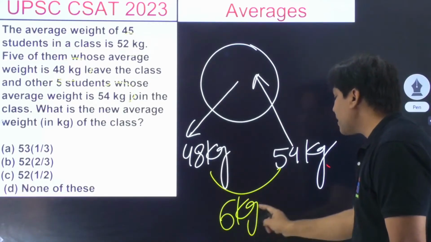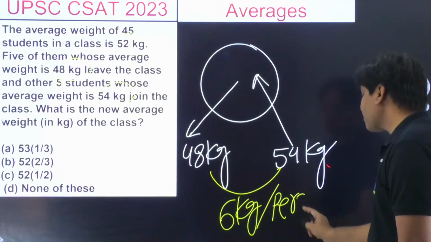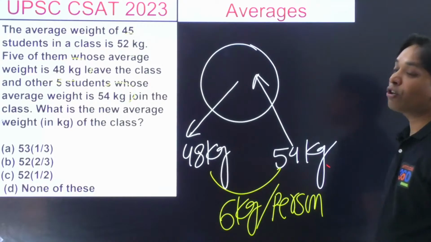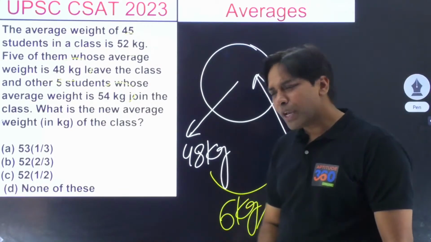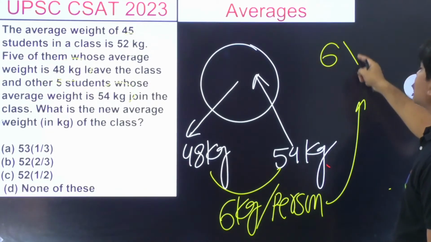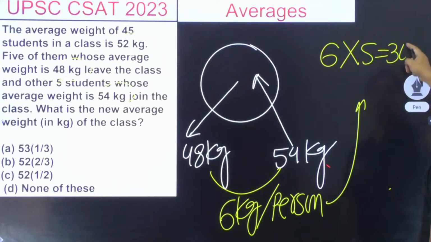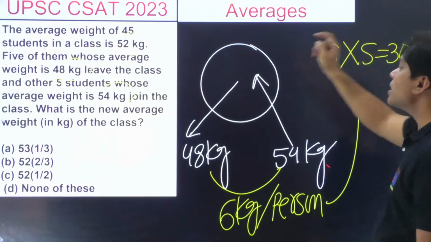Don't you think this is a benefit of 6 kilogram per person, isn't it? There's a benefit of 6 kilogram per person. And how many persons do we have, by the way, over here? So the number of persons is 6 into 5. This 30 kilogram is the benefit to the whole group.